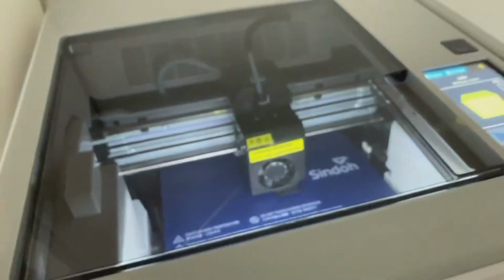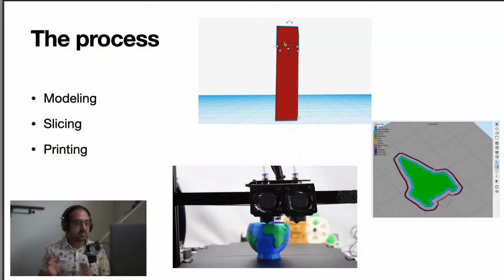All right, so bear with me here. I'm just going to walk you back. Okay, so the process, right? Let's talk a little bit about what the three main components of 3D printing are, right? They basically come down to modeling, slicing, and printing.